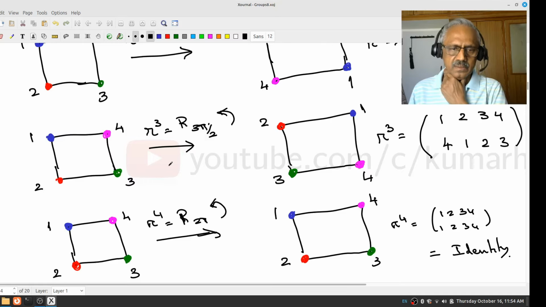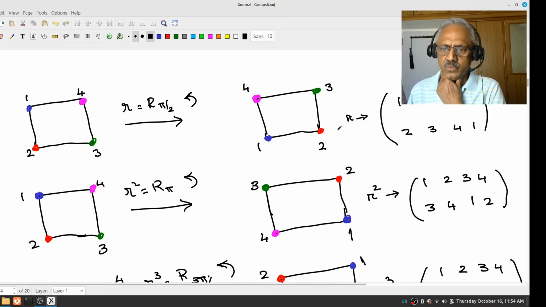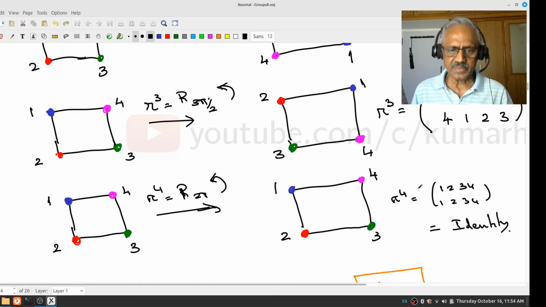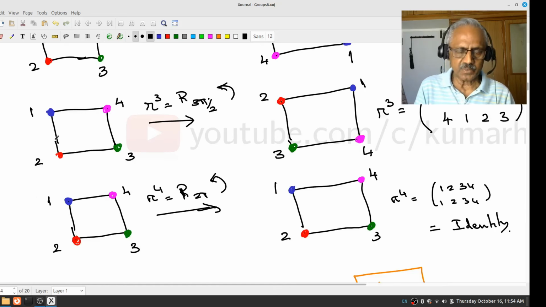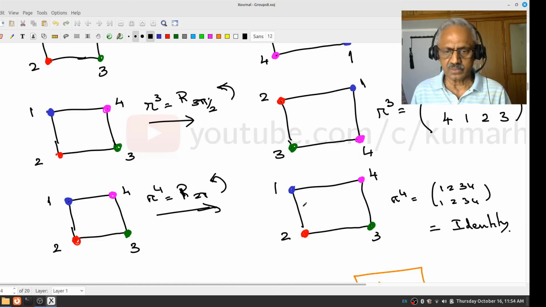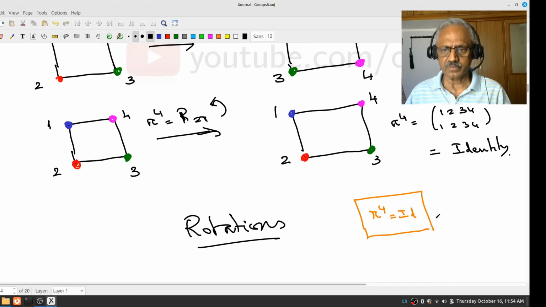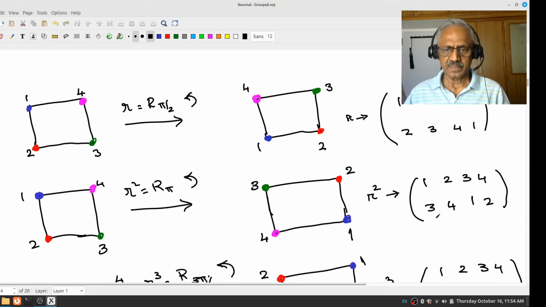And this 3, again the same thing. Okay, 1 goes to 2, 2 goes to 3. So you can see when I do 2 pi, that is full rotation, then I'm going to go to identity. This is our R to the 4 equal to identity. This is the one identity. These are the groups of symmetry.